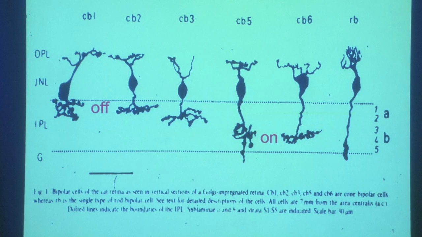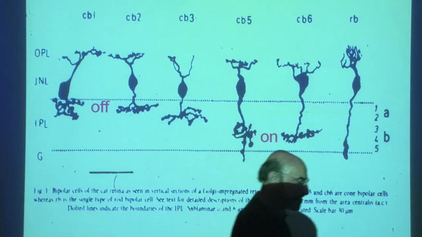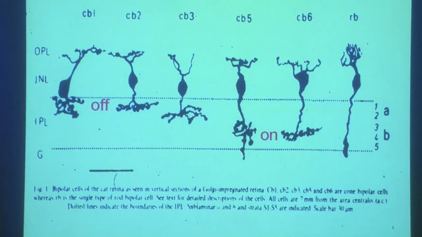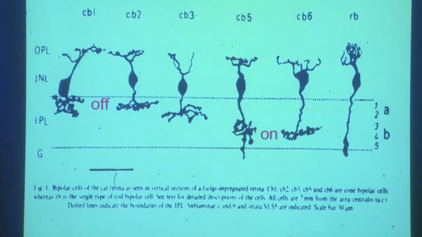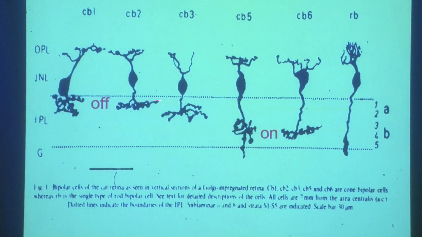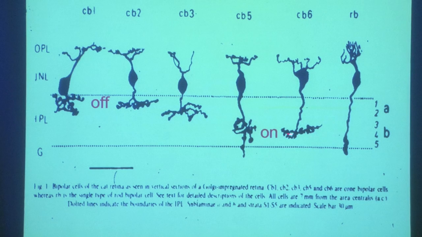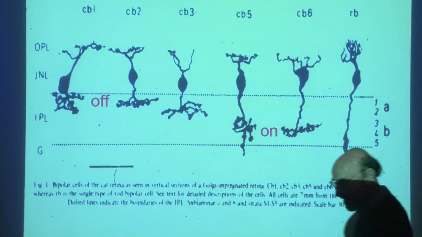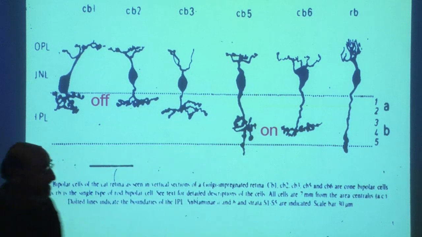And the ones that project below this here are the so-called on cells. So there's a separation of the so-called on and off cells at the bipolar cell level in the manner in which they connect. And so therefore, those ganglion cells that connect with these are off ganglion cells, and those that connect with these are on ganglion cells. All right, so that's the basic layout of the bipolar cells.